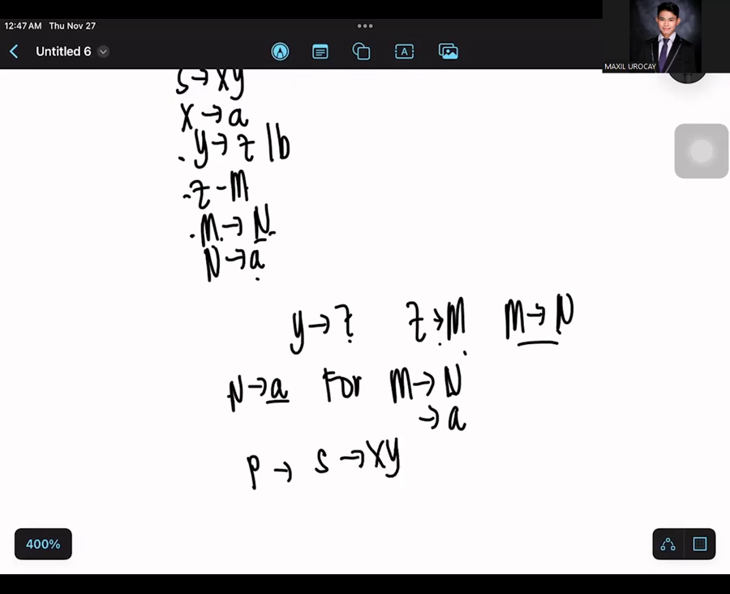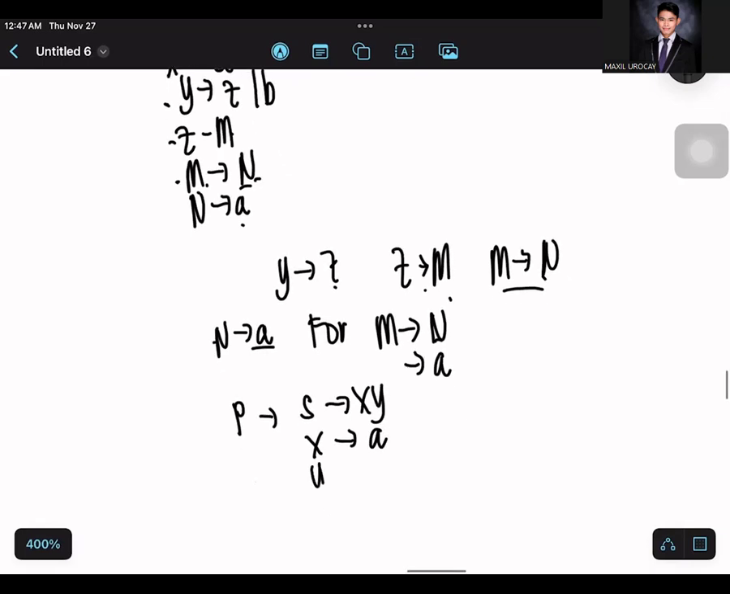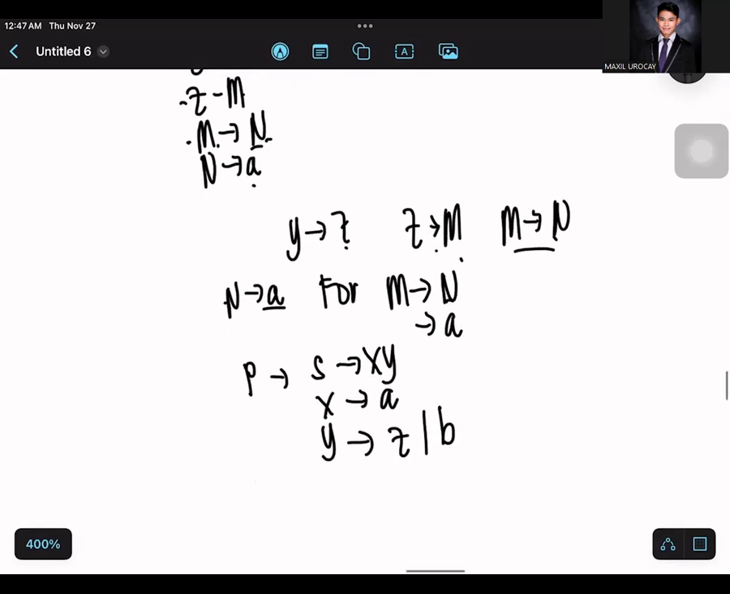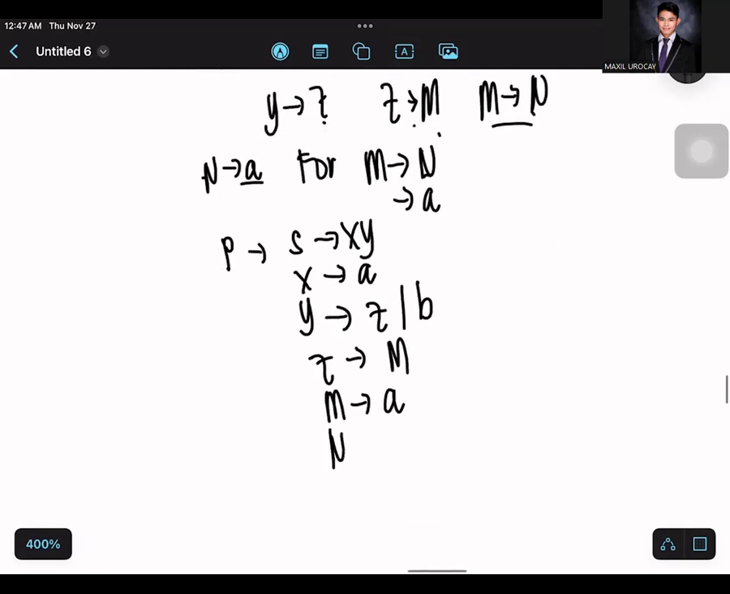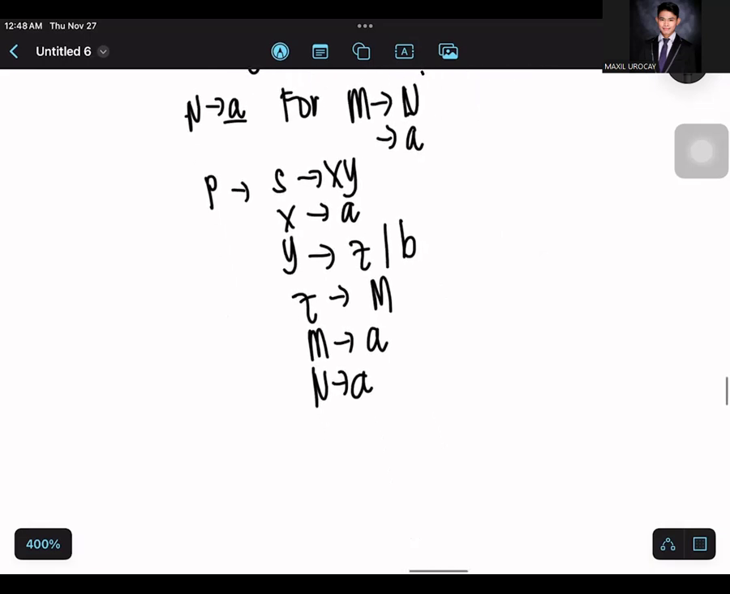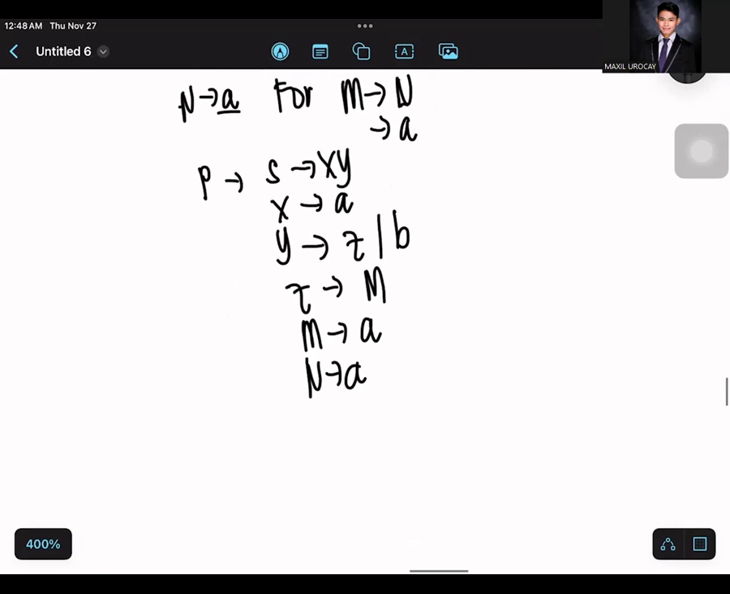xy, and then x will be a, and then y will be b, then z will be m, and then your m is already a. And your n is already a, so you still have a. What will happen? What will be the remaining unit productions here, which are z to m as well as y to c.